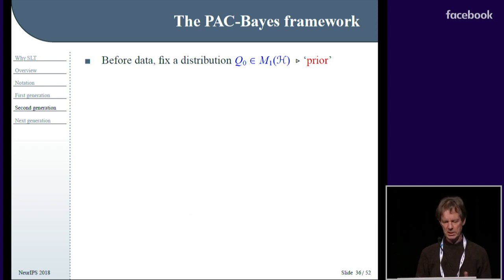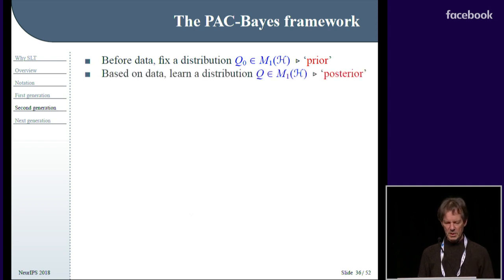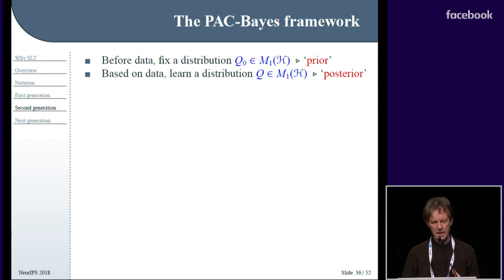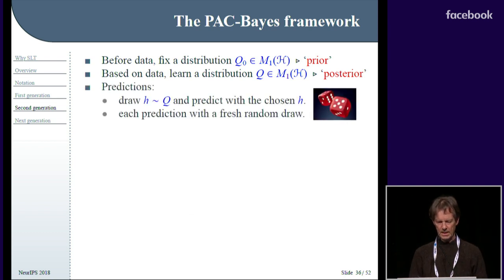There's the prior, which we're denoting here Q0, which is some initial estimate of the likelihood of different functions. Think of it in terms of the prior in Bayesian learning. And then we're going to have a posterior distribution, which is again a distribution over the functions, but now can be informed by the data. So the data can be used to define that posterior distribution, but the data must not be used to define the prior. When we make predictions, we draw a function according to the posterior distribution, and we predict with that function. So each prediction, we generate a random function. So it's not the Bayesian average of the posterior, it's a random function drawn newly each time.